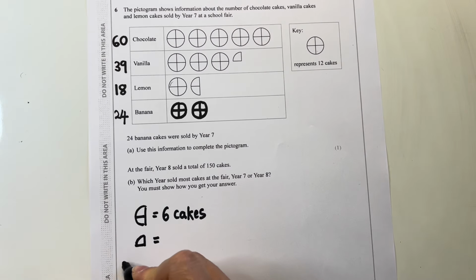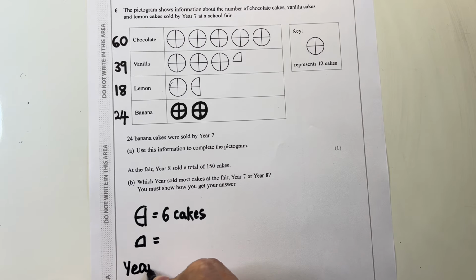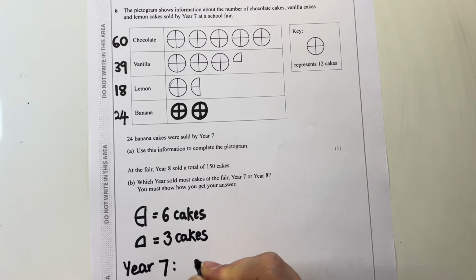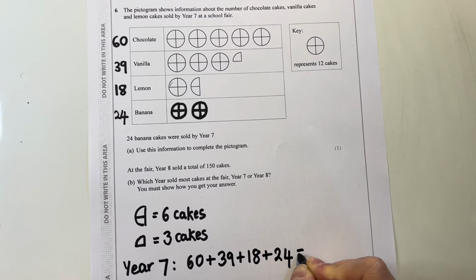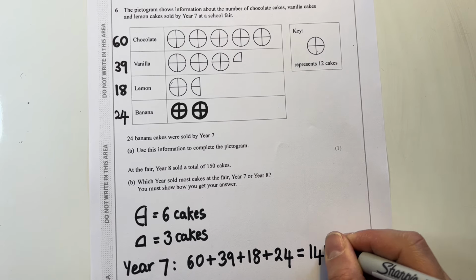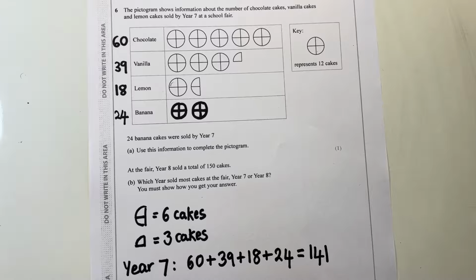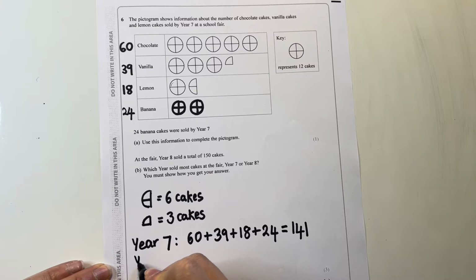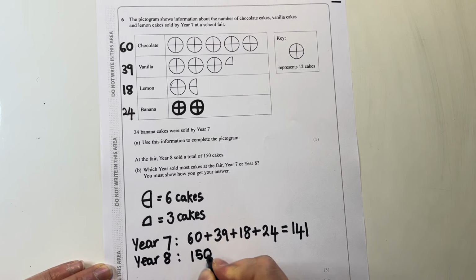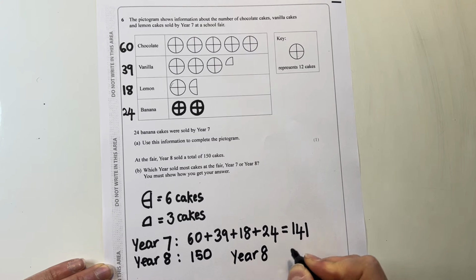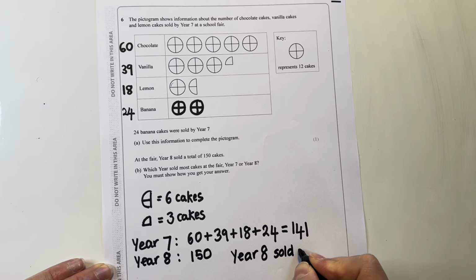We then need to add all of these up to find out how many cakes Year 7 sold. Which is 141 cakes. Year 8, we were told, sold 150 cakes. This means Year 8 sold the most cakes.